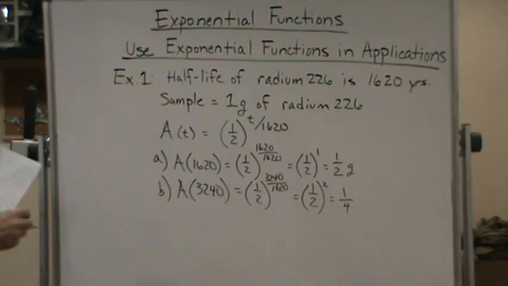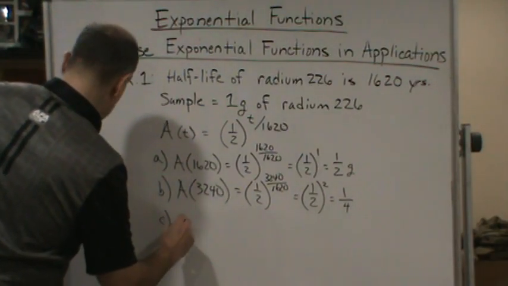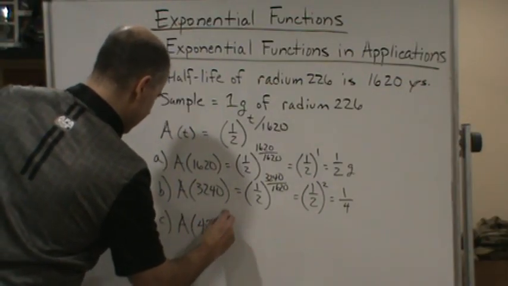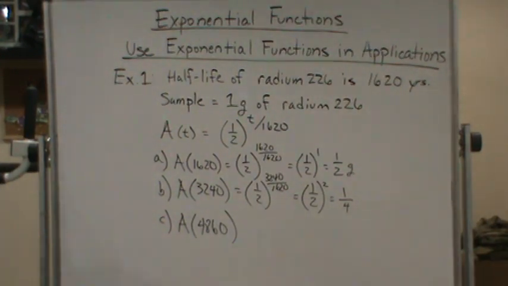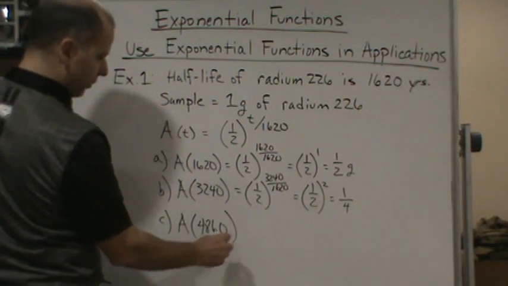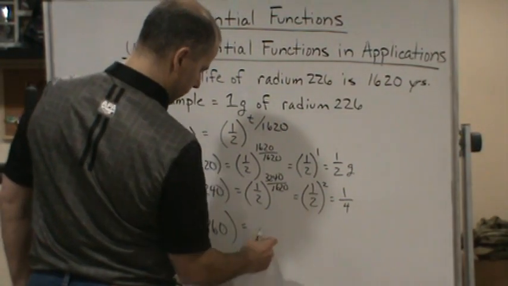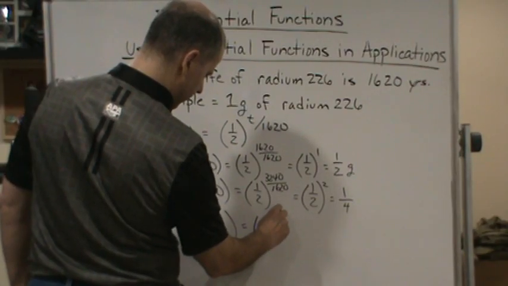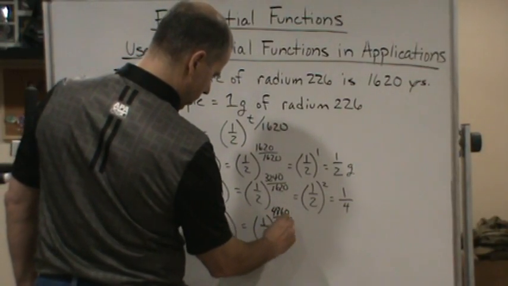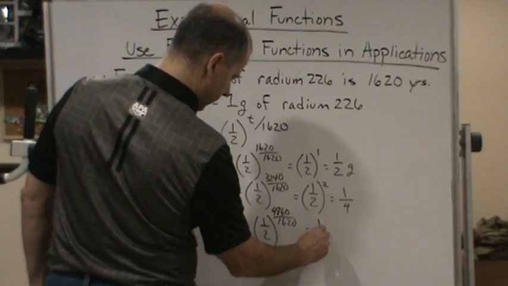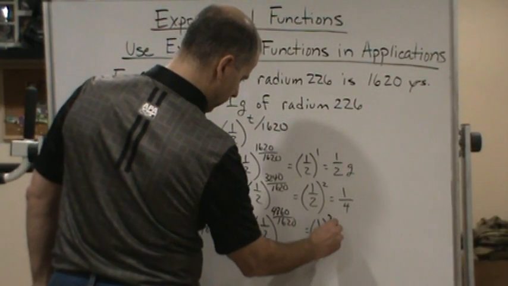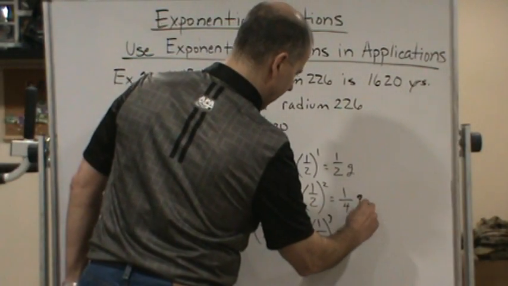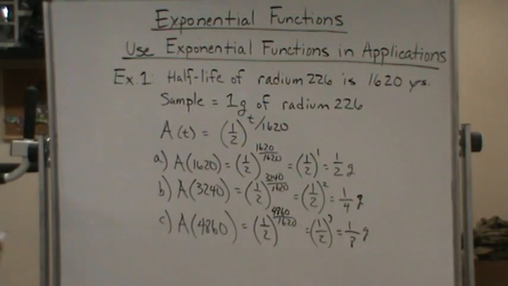And then of course, the next one is 4,860, which is 1 more half-life. So this is basically 3 half-lives. So guess what? In this case here, it'll be 1/8, right? But let's plug it in just to verify. So 4,860 over 1620, that'll give us 1/2 raised to the 3rd power, which gives us 1/8 of a gram. So that is the answer. Not bad.